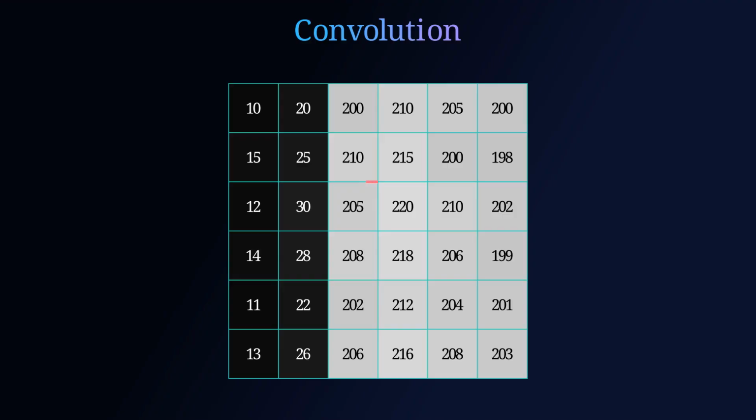Now here's the question that convolution answers. How do we detect something meaningful in this sea of numbers? An edge, a texture, a corner. We can't look at one pixel alone. Meaning lives in how a pixel relates to its neighbors.